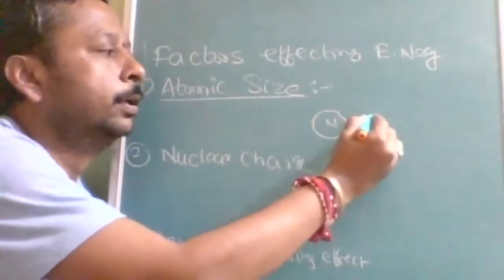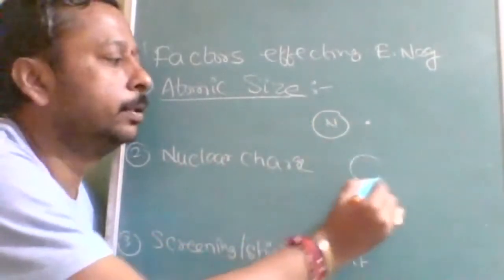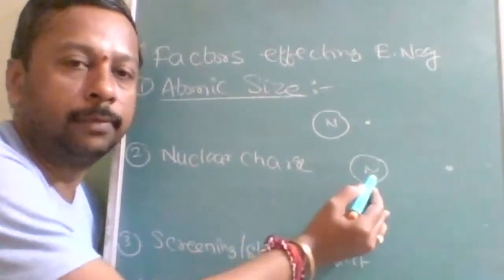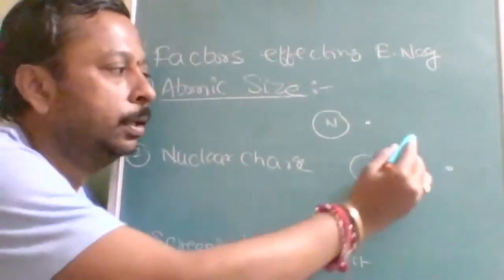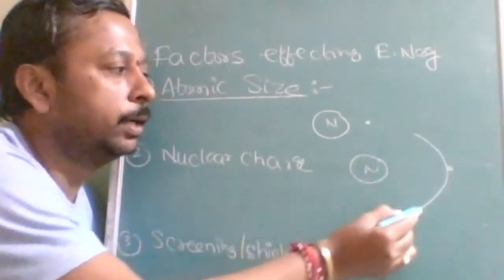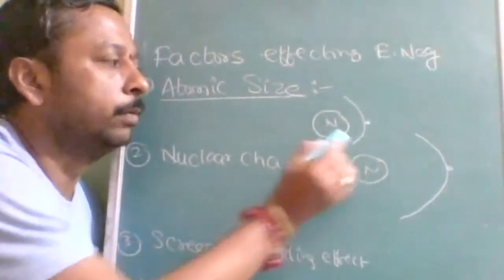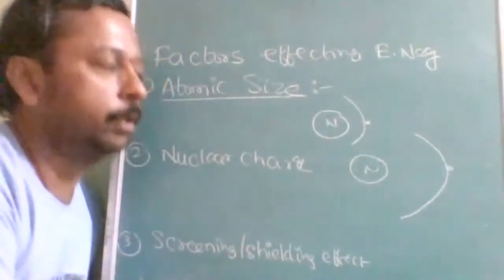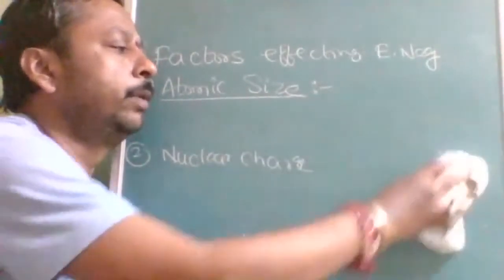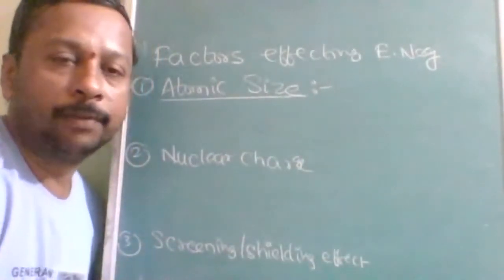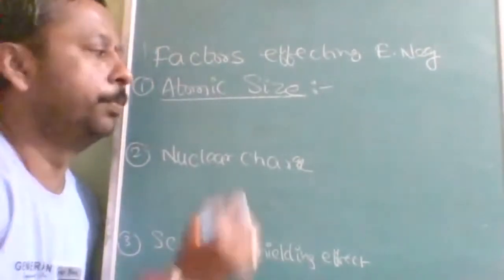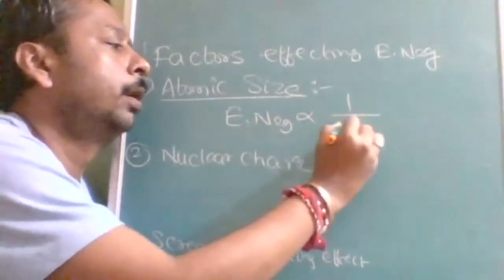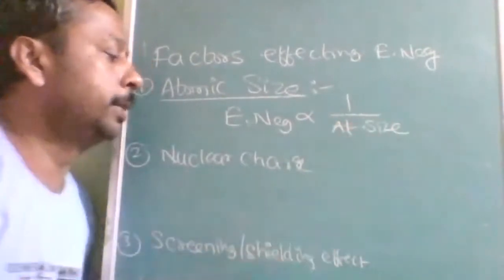Suppose this is the nucleus. If bonding electrons are far from the nucleus, then the pull of the nucleus on this electron will be less. Therefore, electronegativity will be less. When the atom is bigger, the electron is far away; when the atom is smaller, the electron is closer. Smaller atom, higher electronegativity; bigger atom, lower electronegativity. So size small, more electronegativity. Which proportional? It is inversely proportional. Electronegativity is inversely proportional to atomic size. Which size? Atomic size.